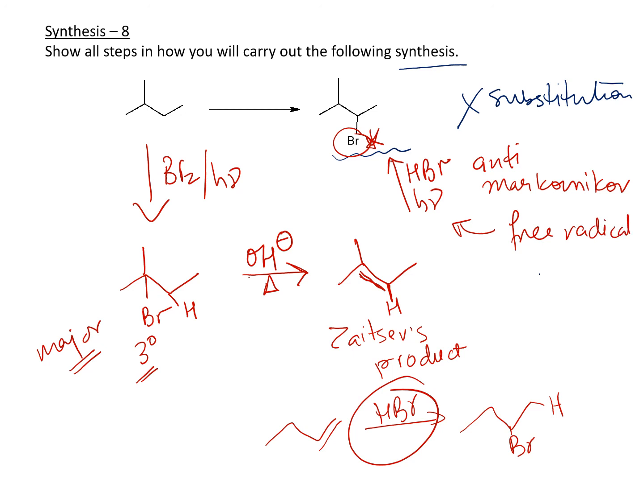So that's the one thing about the synthesis at the end of the semester, is that you have to start putting everything together, from substitution, elimination, free radicals, alkene reactions, everything together. So again, this is just a 3-step process. It's not very long. So you do the free radical substitution first, then you do the elimination, and then the anti-Markovnikov addition, to get the final product.